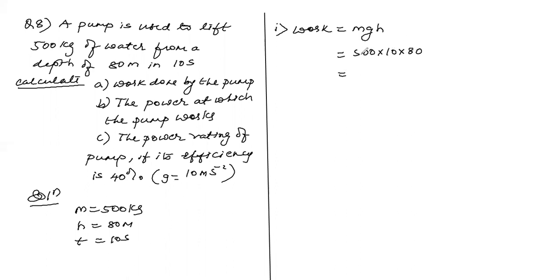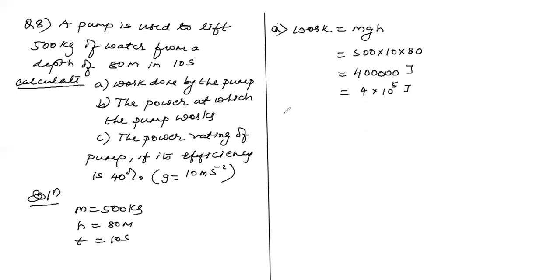So 500 times 10 times 80, 4 zeros, and 8 fives are 40, so 1 more zero. So it becomes 4 lakh joules. You can always write it as 4 into 10 to the power 5 joules. Okay, no problem. Now here, 4 into 10 to the power 5 joules. Then comes the power at which the pump works. This is the A part.